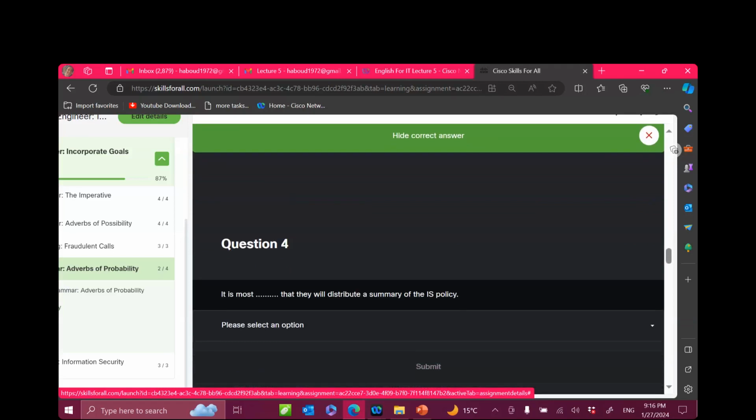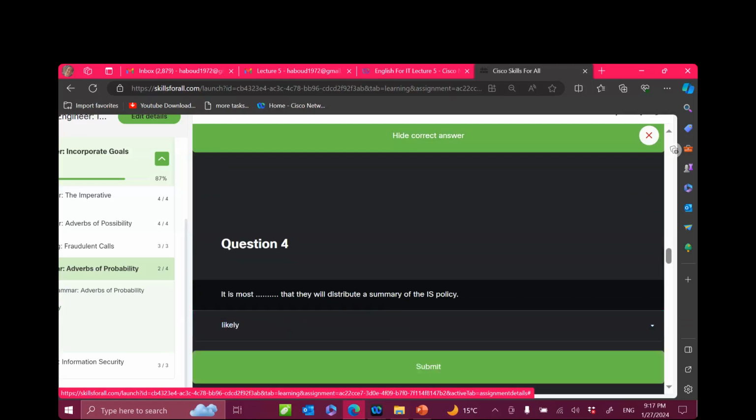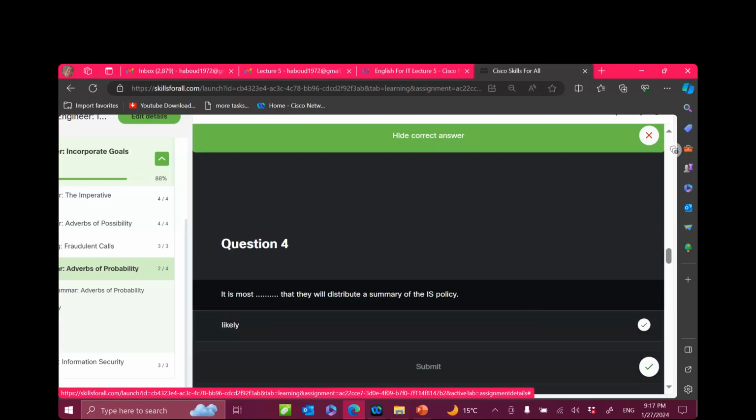Question 4. It's not that they will distribute a summary of the IS policy. Bravo. It's not. It's most likely that يبقى أنا بقول more likely أو most likely. It is most likely that they will distribute a summary.